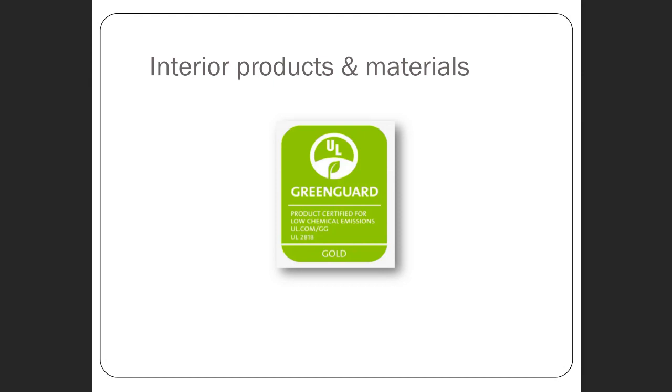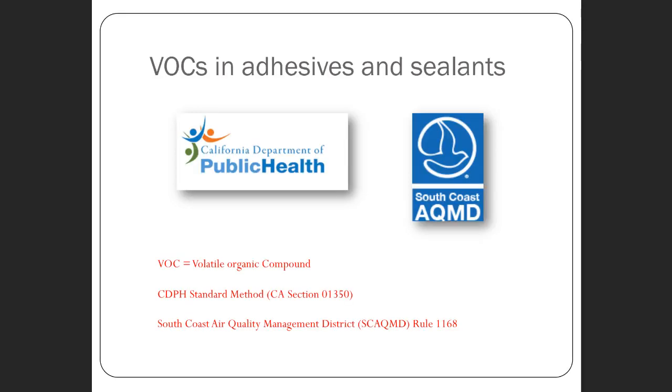Here's GreenGuard. This would be carpeting, interior furniture, systems furniture, et cetera. Adhesives and sealants, right? We have all sorts of things in our building, construction adhesives, caulks, and sealants. Again, we want to specify those as being low VOC. VOC is volatile organic compound. That's a toxin. We want to keep it out of our buildings.